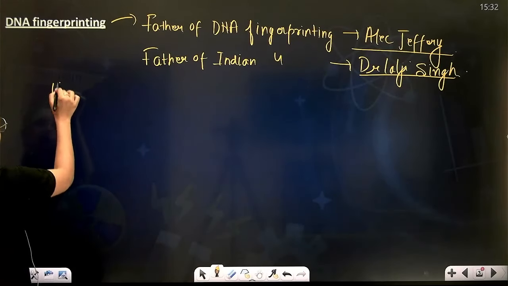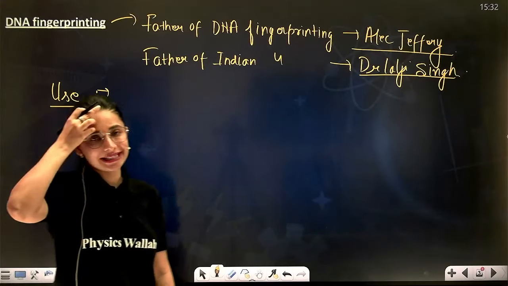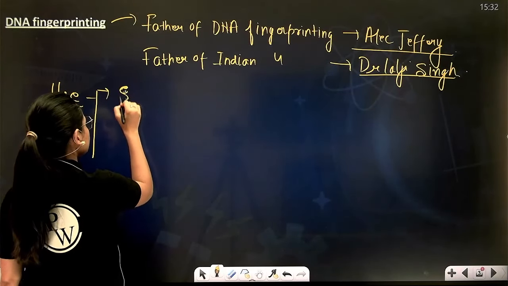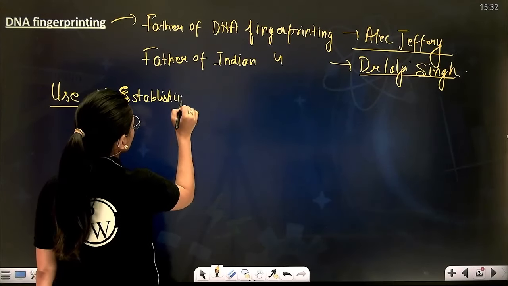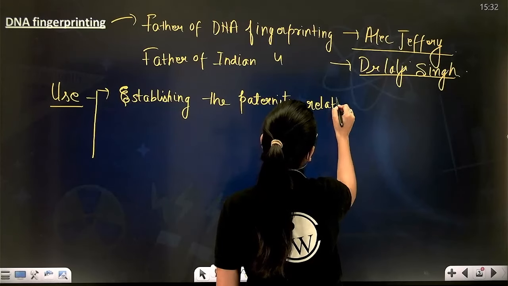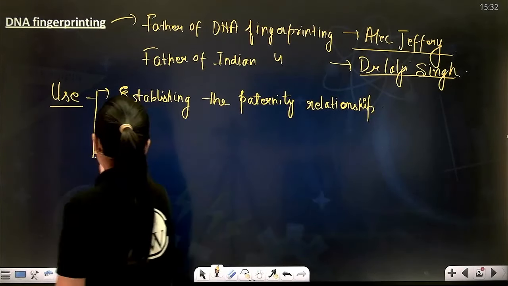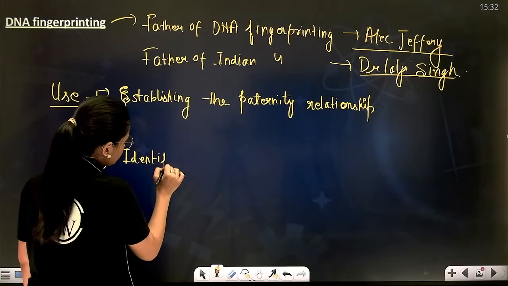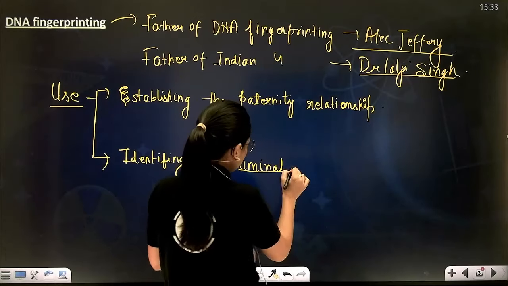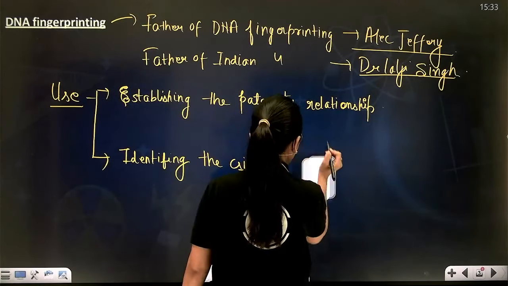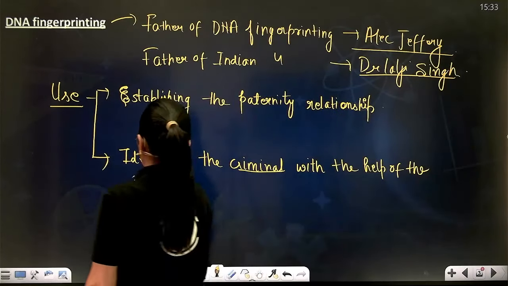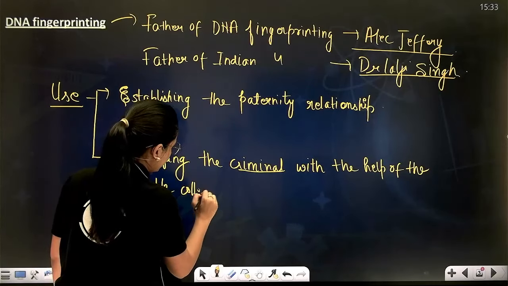So, uses of DNA fingerprinting. There are two prominent uses. Both are used in forensic sciences to help some judiciary related cases. Number one, establishing the paternity relationship. Second is identifying the criminal, with the help of the samples collected from the crime site.